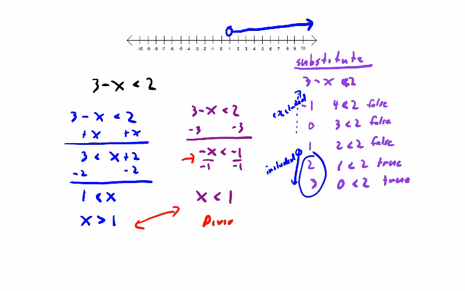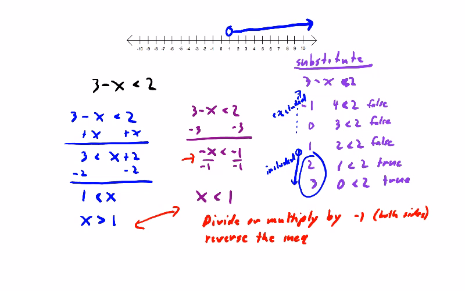If you divide or multiply by negative 1, this implies both sides, reverse the sign, reverse the inequality. If you do this, we will get the same answer either way.